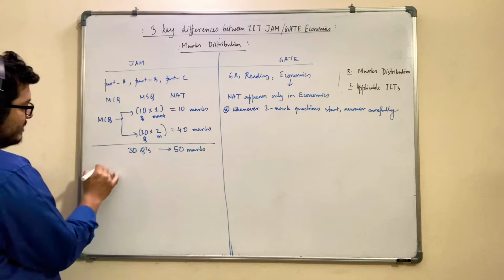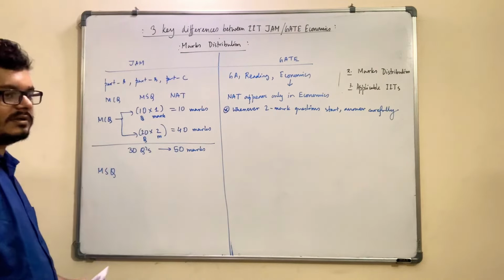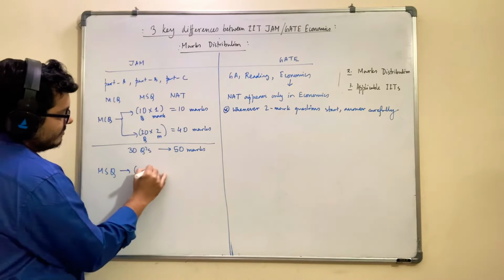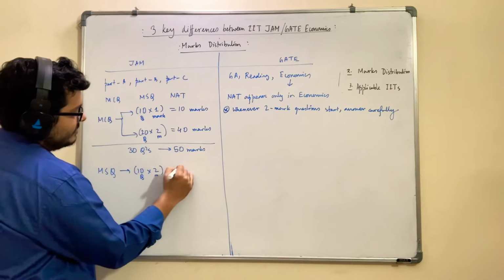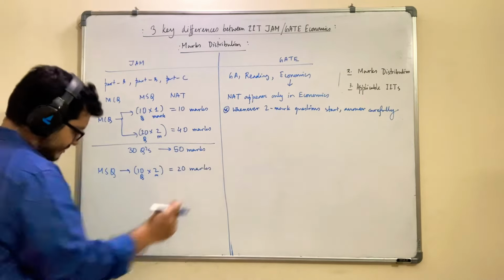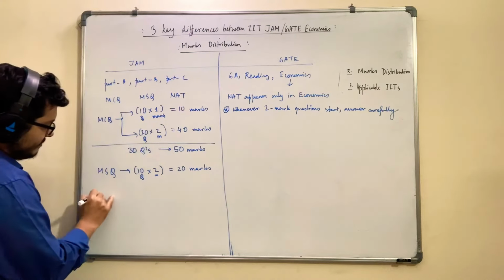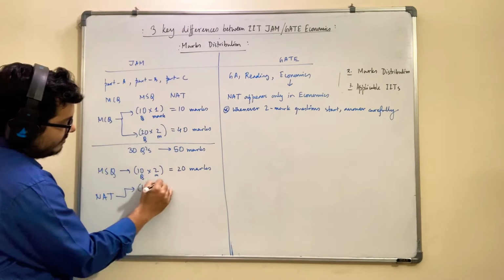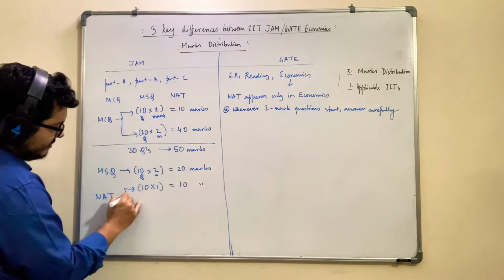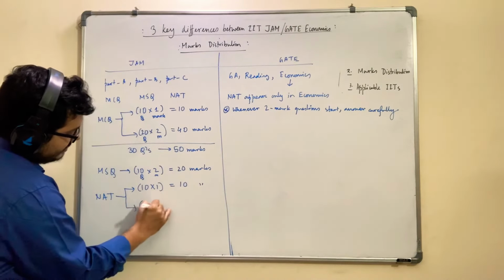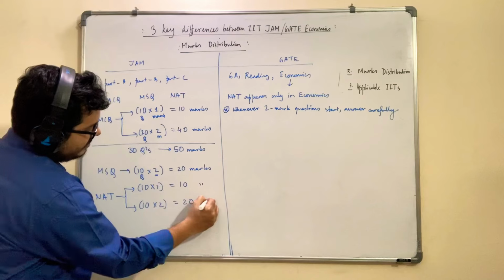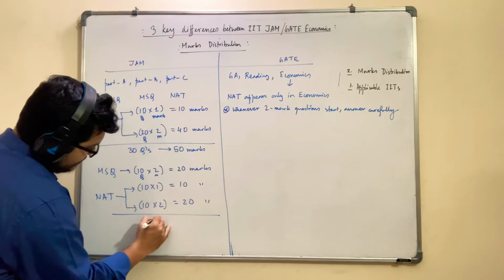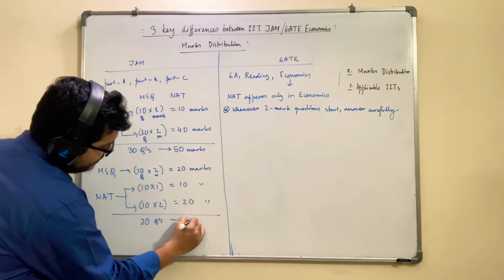Now if you move to MSQ, it's pretty simple. In MSQ, as I said, there is no 1 mark question. So 10 questions of 2 marks, which will be 20 marks. Okay. In that, there is a division. So 10 questions of 1 mark, that is 10 marks, and 10 questions of 2 marks, that is 20 marks. So in that you have 20 questions going for 30 marks.